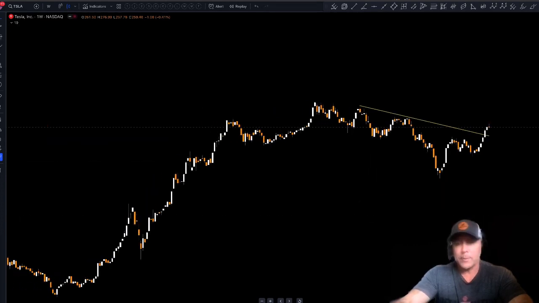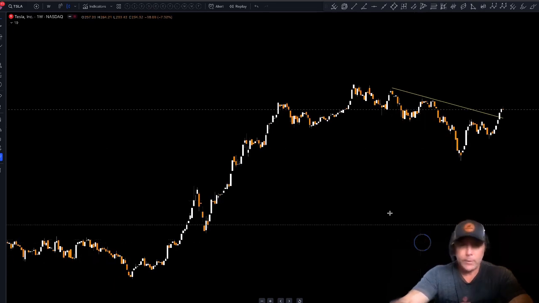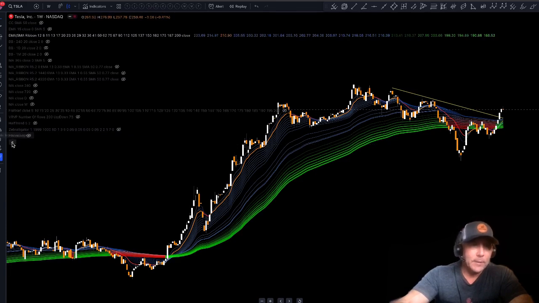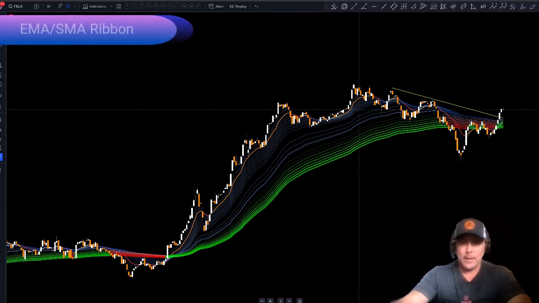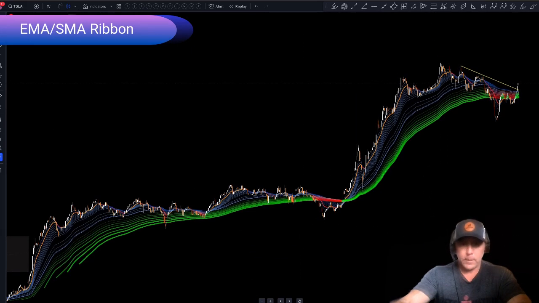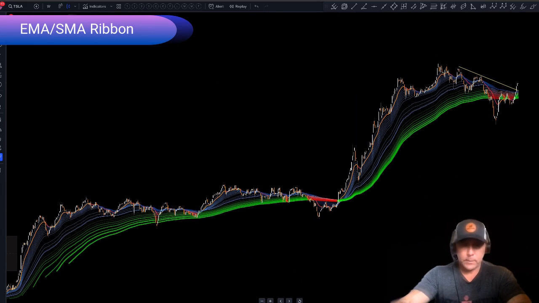Now, remember the speedometer? The moving averages. So here's one of my favorite indicators in TradingView, and this thing is free. This is what I love. This is called the EMA SMA ribbon. I'm going to zoom way out. Yeah, so you can see all this. So here's why I like it.